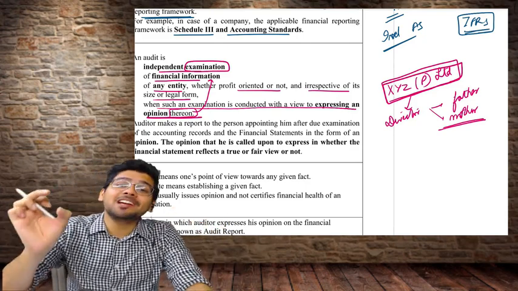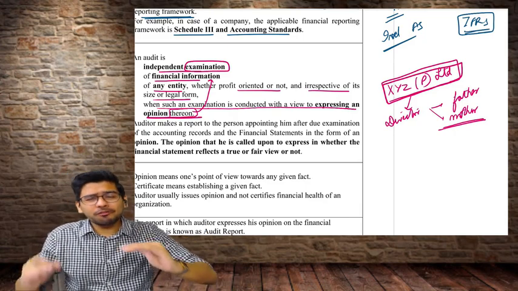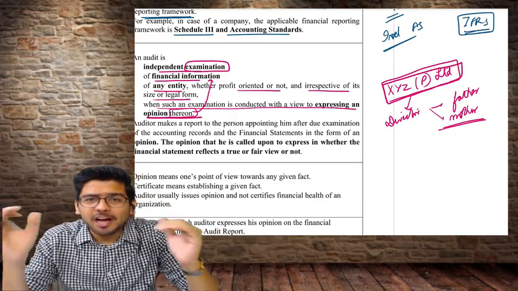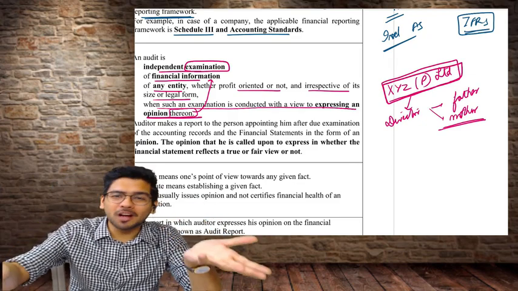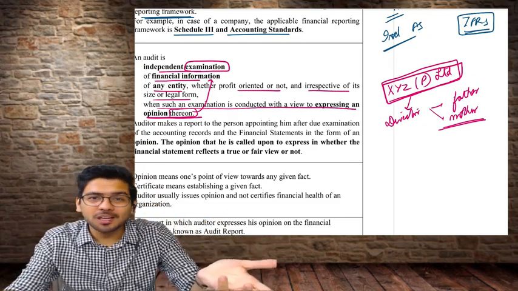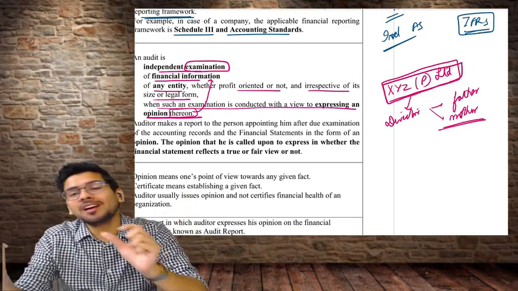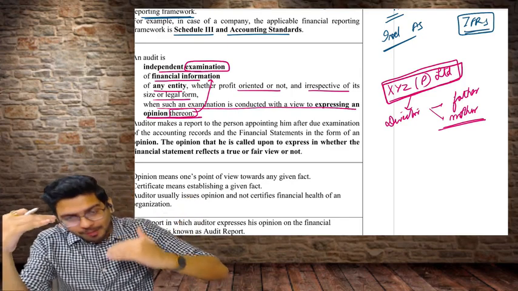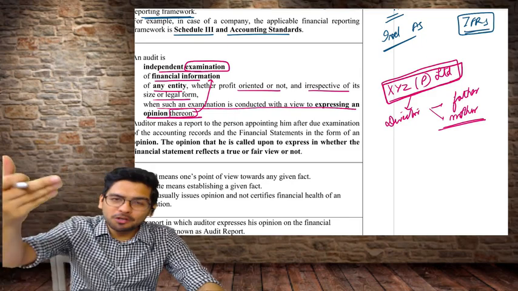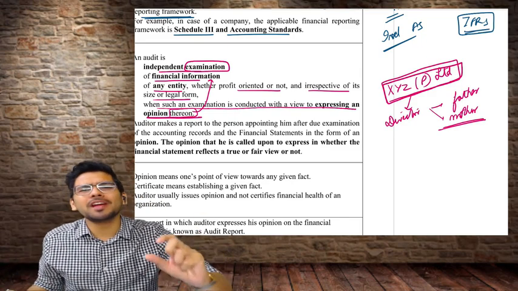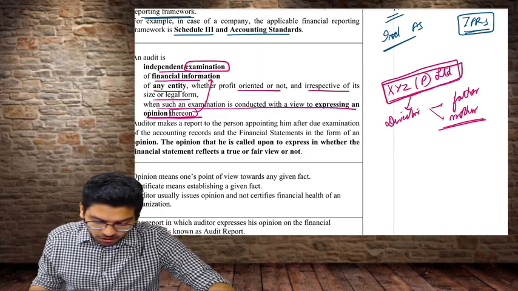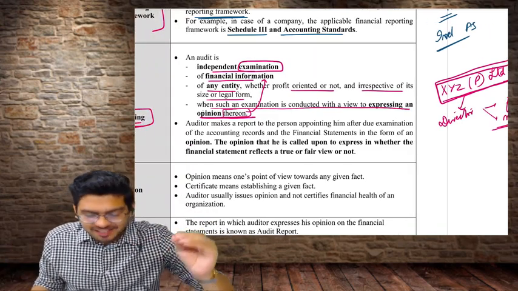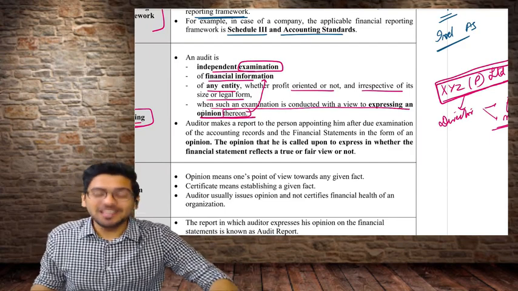Auditing has to be an independent examination. I should be free from any kind of bias. I should be as independent as possible. I should not be related to the company, to the directors, to the members of the company. If I am independent, then only will I be able to check the financials without any kind of bias, without any kind of influences. So just remember, auditing is an independent examination.